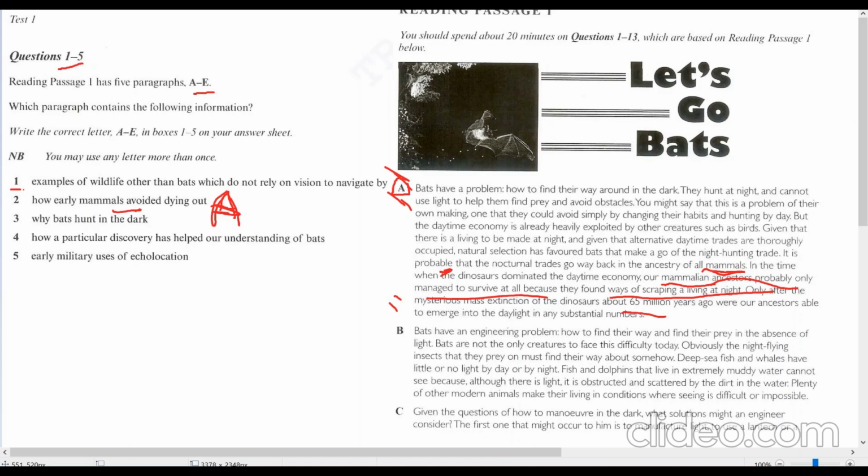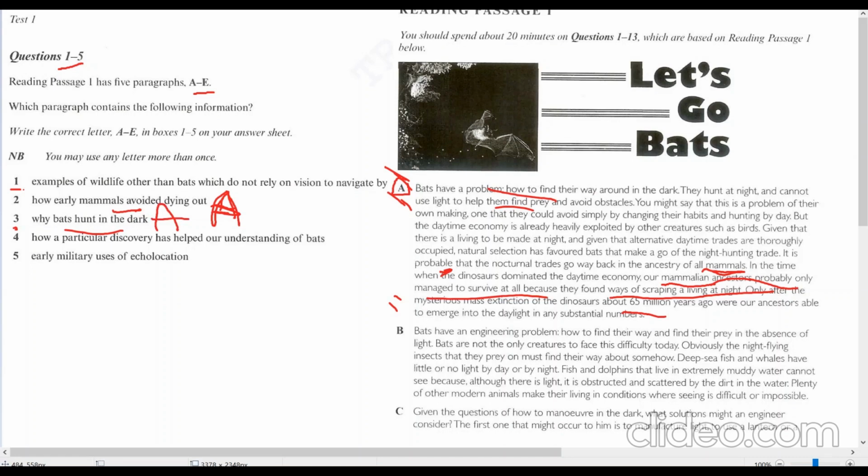Okay, now I read number 3. Why bats hunt in the dark? Actually, yes, because they talked about it in this part here. They say because they want to find prey and avoid obstacles, meaning other birds that fly in the morning, like many birds fly during daylight. So these bats decided to fly at night. So I'm gonna choose A as well.